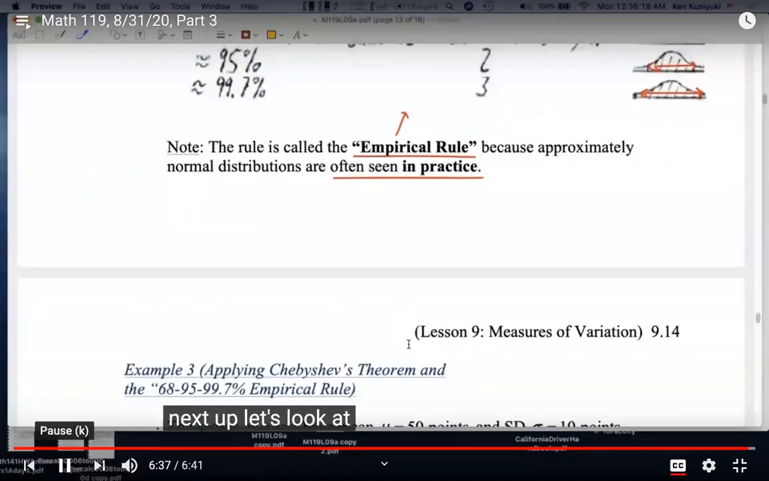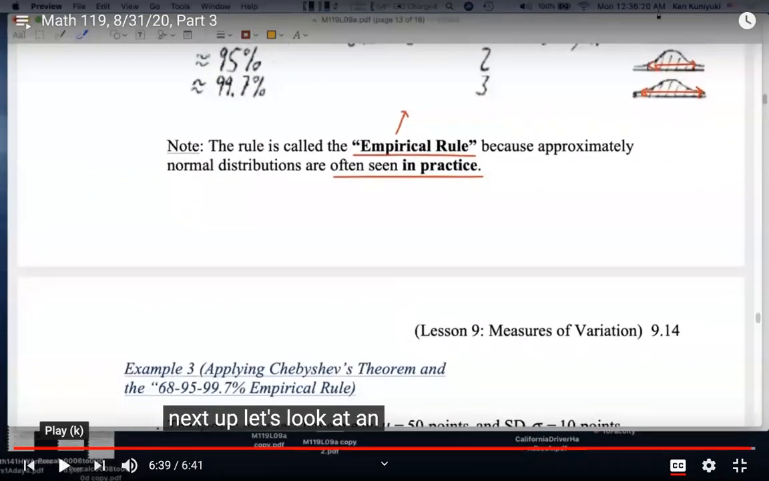Next up, let's look at an example. All right, any questions before we go to our example? Any questions? Let's go to our example.